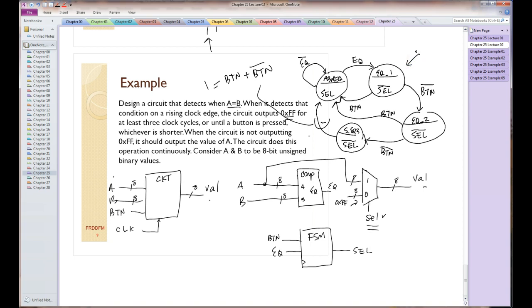This is the hardest part. This is the way I essentially generate delays using a state machine. I had to stay outputting FF for 3 states at the very least, or look for a button press. This is the way to do it. So once again, if the button is never pressed, it holds that value 3 states. You can see 1, 2, and then it's going to go here either way. If the button is pressed, it goes back to the beginning right away.